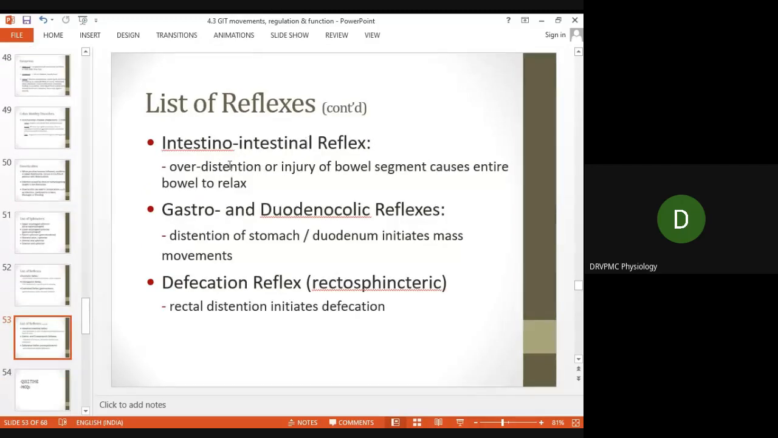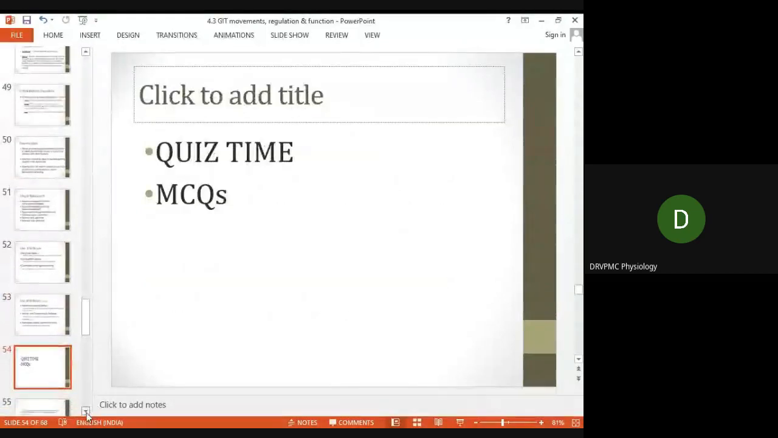Another reflex, the intestinointestinal reflex: over distension or injury of a bowel segment causes the entire bowel to relax. Gastrocolic and duodenocolic reflex: if there is distension of the stomach or duodenum, it will initiate mass movement. And the defecation reflex, that is the rectosphincteric reflex: rectal distension initiates defecation. So that's all about the motility.